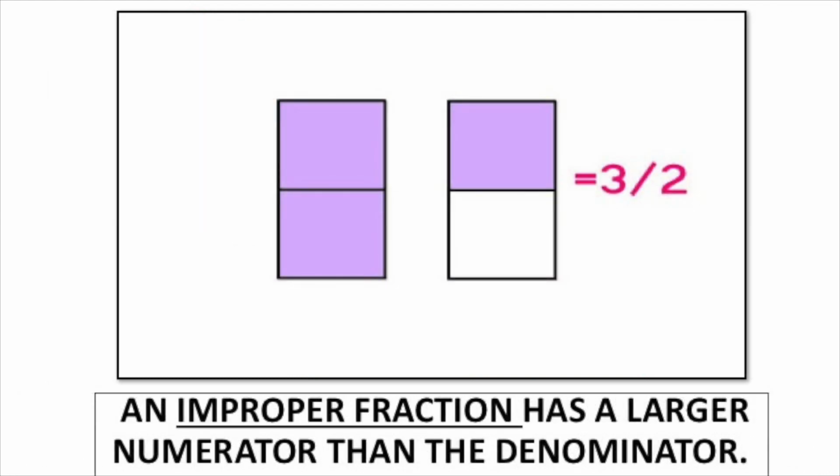An improper fraction has a larger numerator than the denominator? Yes. How many coloured parts here? 3. Well, how many parts to our shape? 2. So there's more coloured parts than can fit in the shape. 3 over 2. And that's what we mean by improper fraction.